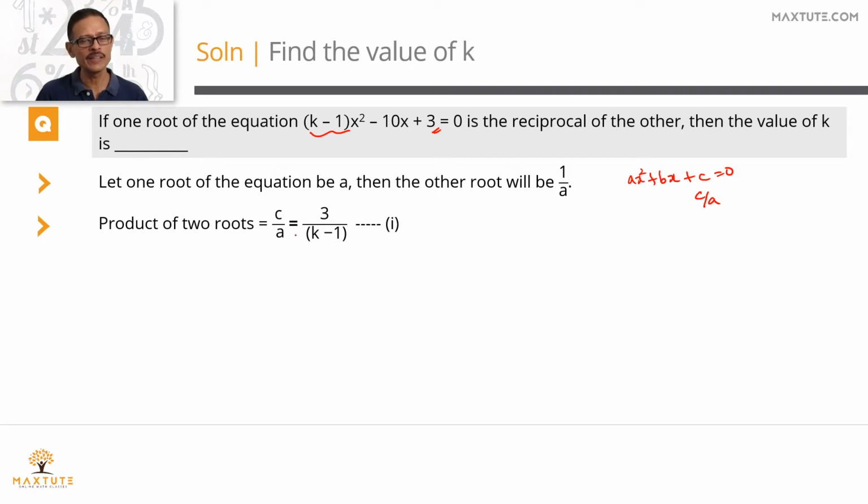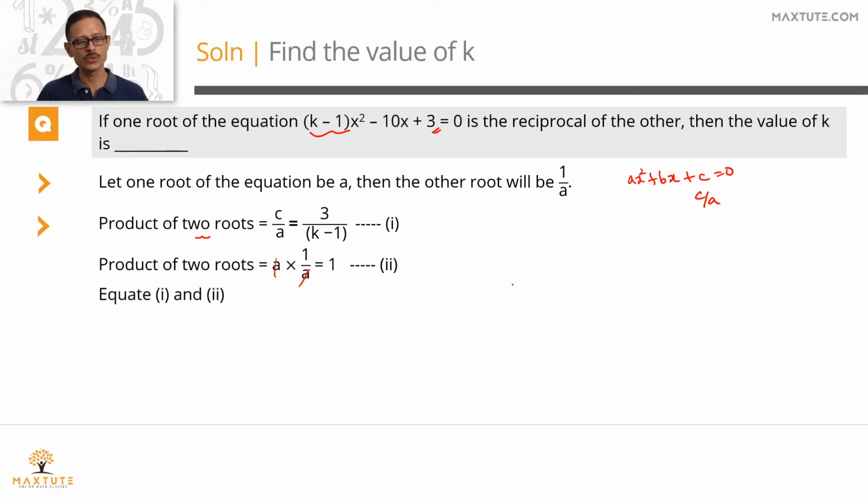We have assigned the roots to be a and 1 by a. So the product of the roots therefore is nothing but a times 1 by a, which will cancel out to leave us with a value of 1. Product of the roots we got it as 3 by k minus 1. Product of the roots in the second version we got it as 1. Product of the roots should be equal, whichever way you write it.